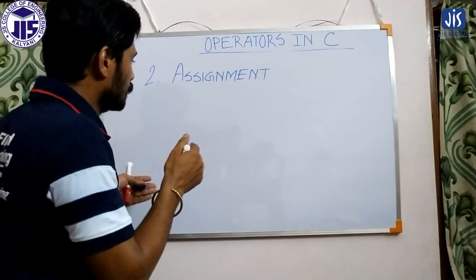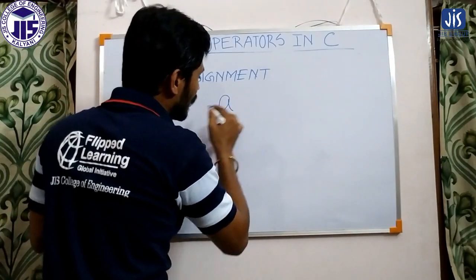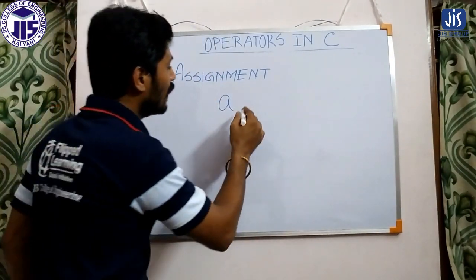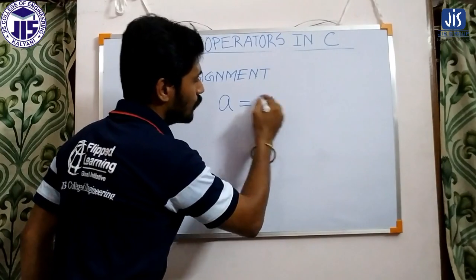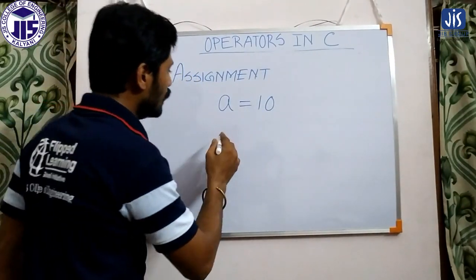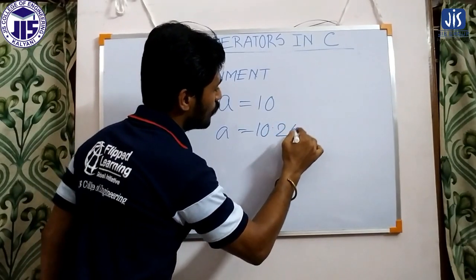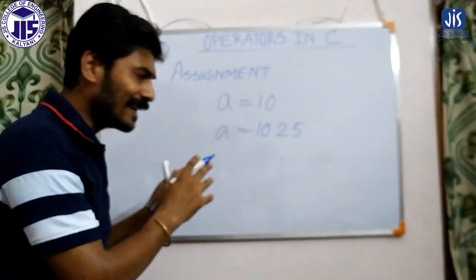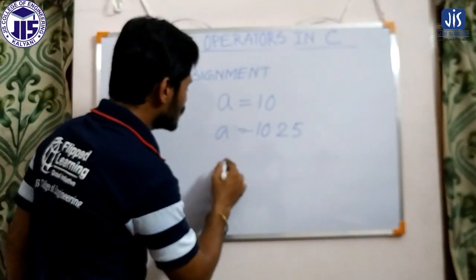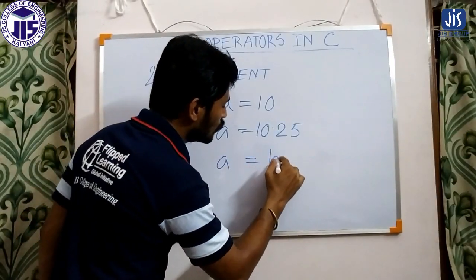How? I will show. For example, we have a variable A. Now if I write A equals to 10, if A is integer, if A is float, we can write A equals to 10.25. Okay. As well as we can assign character also. Or another way is that we can write A equals to B.